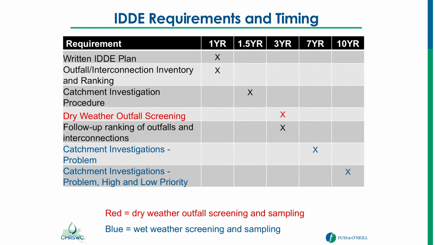So here's where we start talking about the timelines for getting all this stuff done. In the first year from the effective date of the permit, which is next July 1st, correct? You will have to have a written IDDE plan, a written illicit discharge detection and elimination plan, and you will have to have your primary outfall ranking complete. And as part of that outfall ranking, you will be ranking your outfalls as either problem, high priority, low priority, or exempt. Your problem outfalls are the ones where you already know you have potential illicit connections.